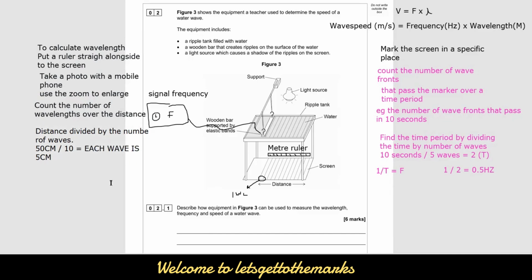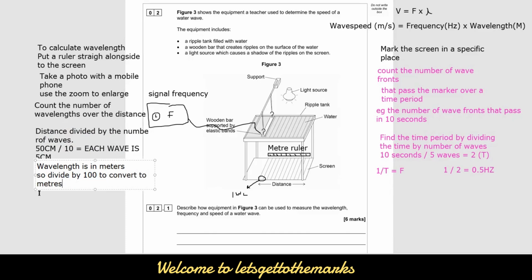Now, you might say, why am I making up these numbers? It doesn't say anything about numbers. This helps me get my head around what you're actually doing, and by showing you. So each wave is 5 centimeters. That's the wavelength. Now, wavelength is in meters, so I would need to convert that to meters. So we want to divide by 100 to convert to meters.